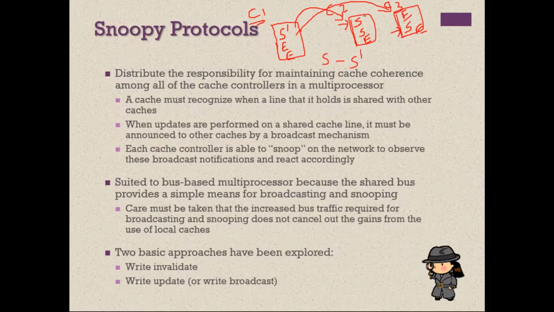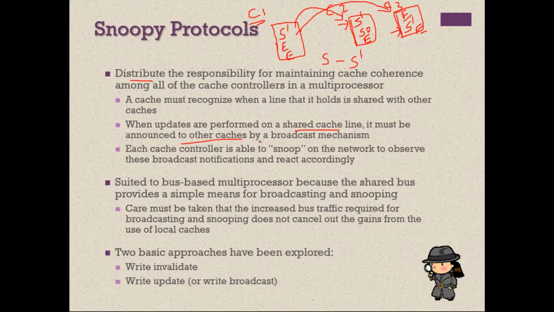So here there is a copy of S, it will become S dash. This S is different, so let us assume this is some other S. Here also there is a copy of S, it will become S dash. So this type of protocol is called a distributed protocol. Here there is no central controller. When updates are performed on a shared cache line, it must be announced to other caches by a broadcast mechanism.